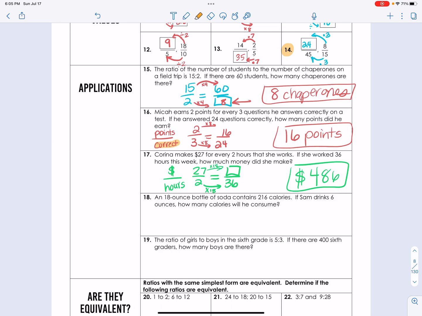So I would like you to pause the video, and I would like you to do 18 and 19. All right, so I'm going to write these answers. If you get them wrong and you can't see what you did, please text me. This one was 72 calories, and this one is 150 boys. Okay?